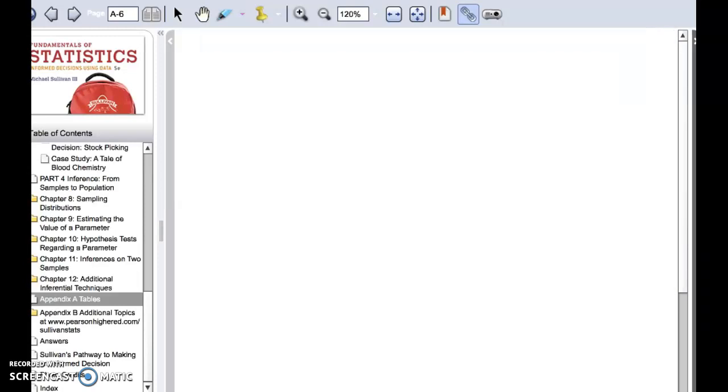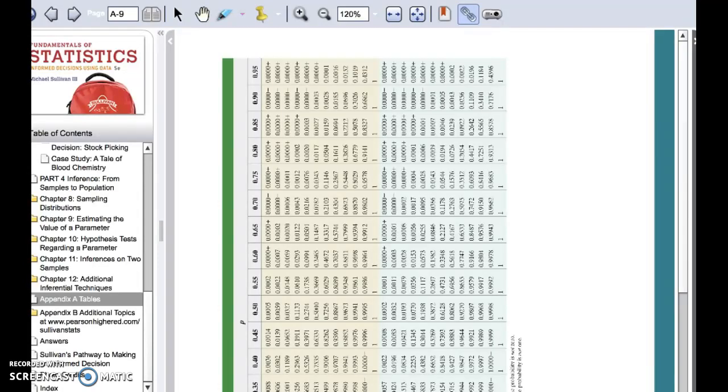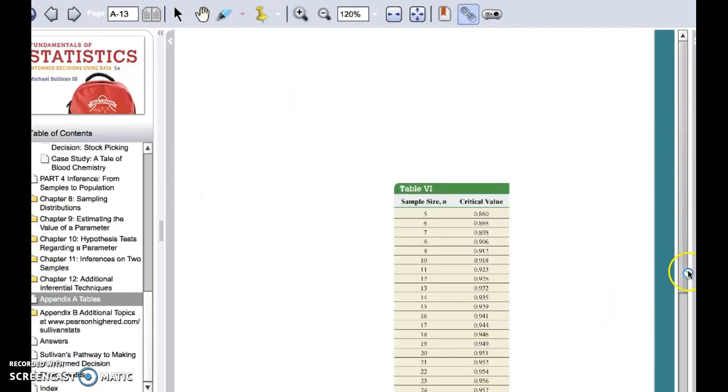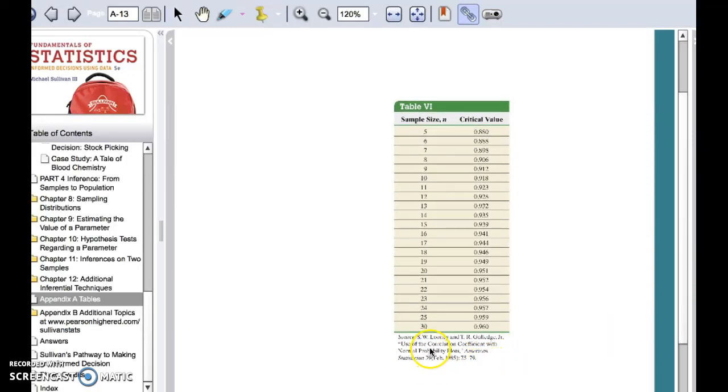Takes a little bit here because some of these tables are a little long. So we're wanting table 6. And notice it says use of the correlation coefficient with normal probability plots. It's a different table of critical values than we were using in chapter 4, but it works similarly. If we had a data set with 25 points, this table indicates that my R value has to be at least 0.959 to assume that the QQ plot is approximately linear.